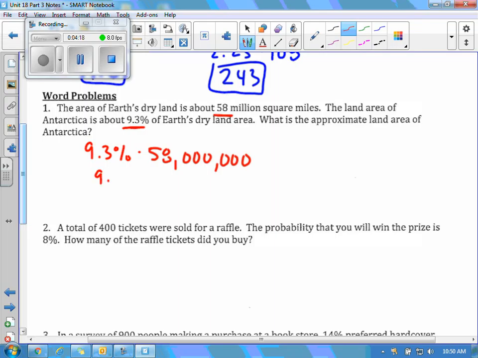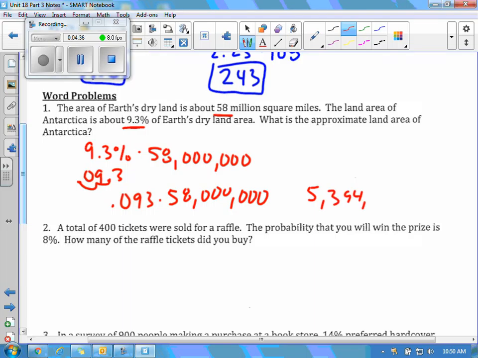I drop off the percent, move this decimal 2 places to the left, and I fill in with a 0. So that's 0.093 times 58 million, since the word of means to multiply. When I multiply those, I get 5,394,000. So that would be square miles.